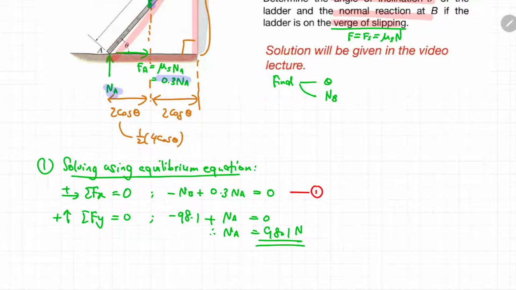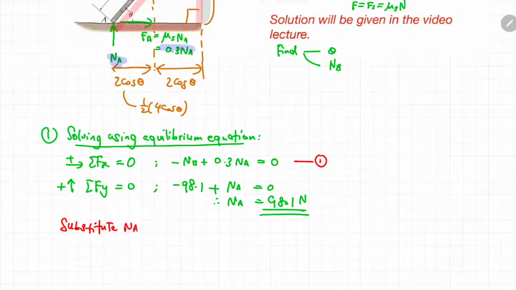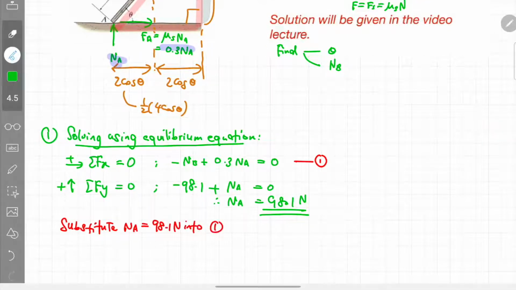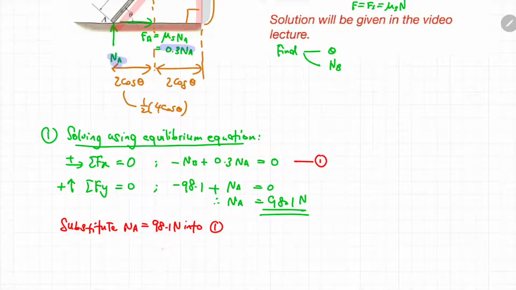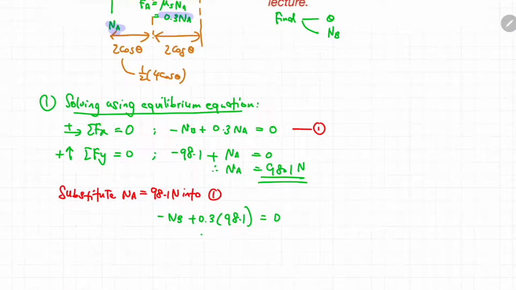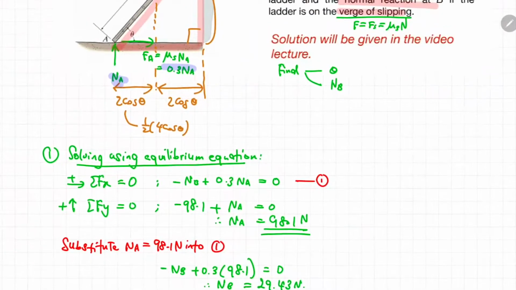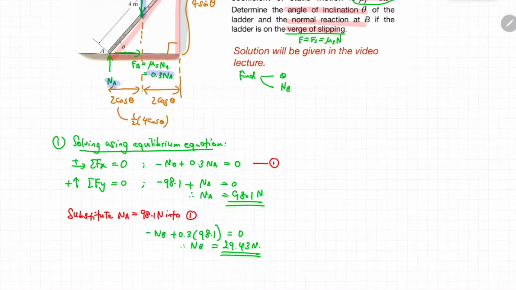Okay, now that you know the magnitude of NA, you can substitute the value into equation 1. If you substitute it into equation 1, it becomes negative NB plus 0.3 NA, which we already calculated as 98.1, and it sums up to 0. From here, there is only one unknown, so you can easily solve for NB to be 29.43 Newton. So the magnitude of NB requested by the question is already calculated, done.